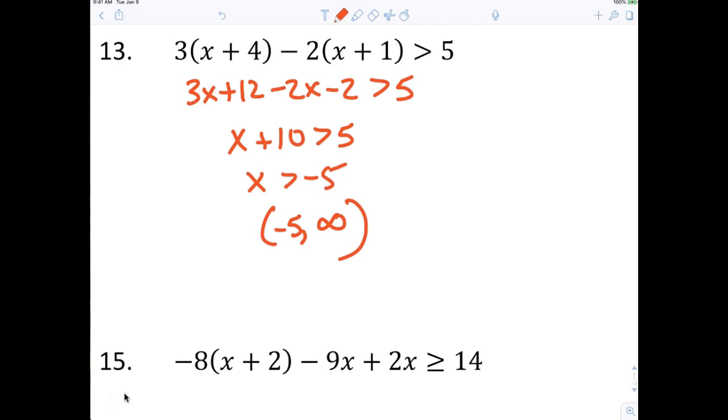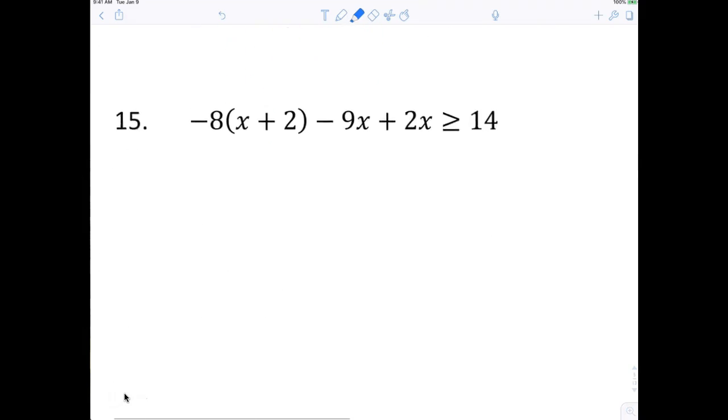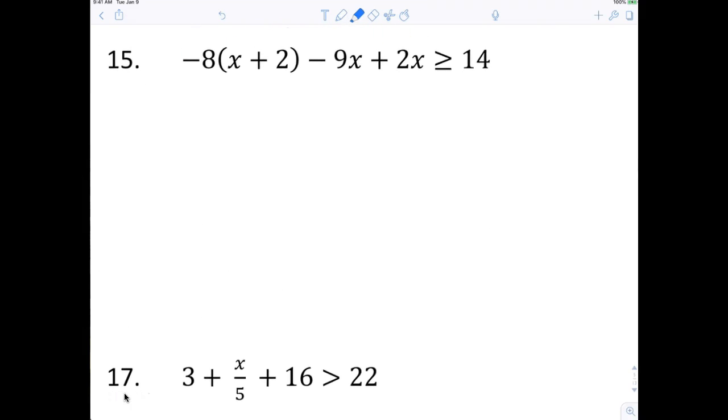How did you get 10? What is 12 minus 2? Oh, 10. Oh, yeah. Okay. All right, here we go. Number 15, let's go.